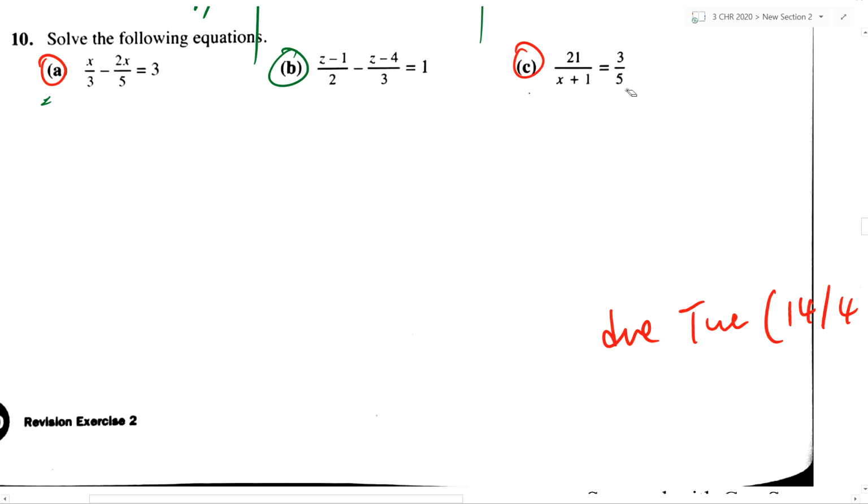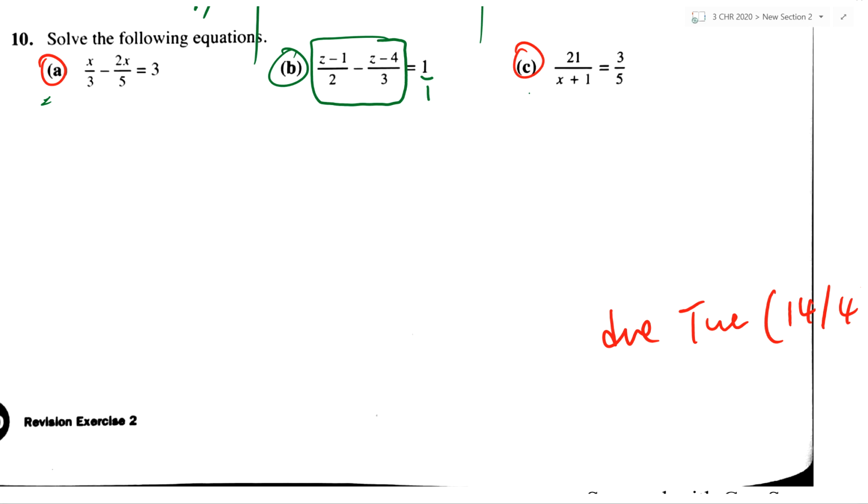But if you take a look at part B, we have two fractions on the left hand side, and on the right hand side it is a 1, but it is easy to change the right hand side into a fraction. It is just 1 over 1. Now the problem is on the left hand side. If only I can combine this to become one fraction.